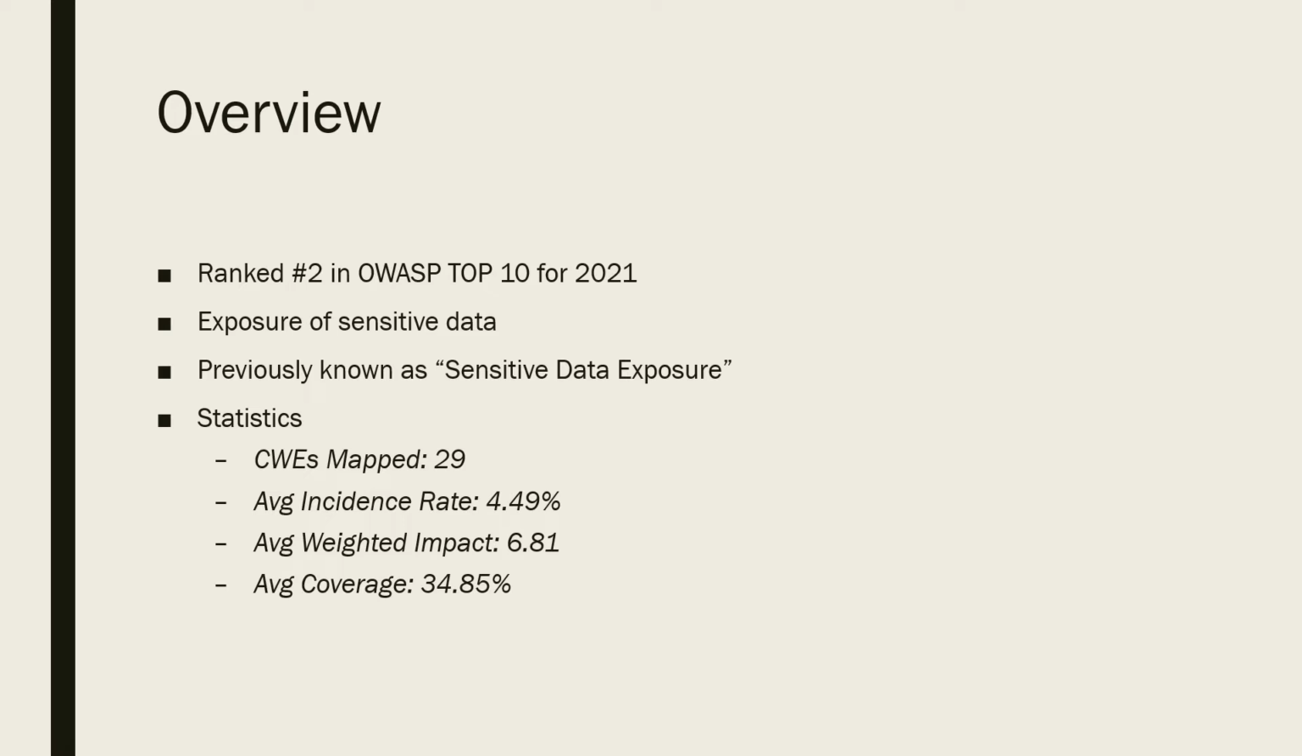Now let's understand what cryptographic failures is. Essentially, it was previously known as sensitive data exposure, and it is pretty much what the term says. It's the exposure of sensitive data and a failure on the cryptography part of it. Let's now look at some of these statistics. According to OWASP, we have a total of 29 CWEs mapped. They have an average incidence rate of 4.49%. The average weighted impact is 6.81, and then the average coverage is 34.85%.